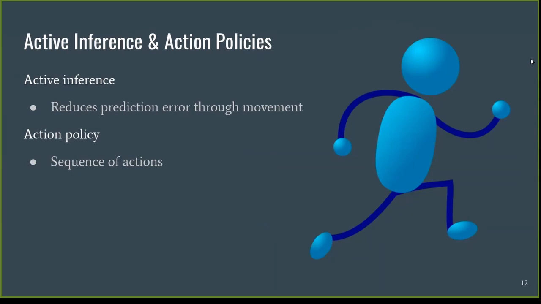What is referred to as an action policy is an extension of active inference. And it's a sequence of actions which take an agent from the current sensory state to a sensory state they expect to be in. And action policies can be entirely or partially made up of mental actions.